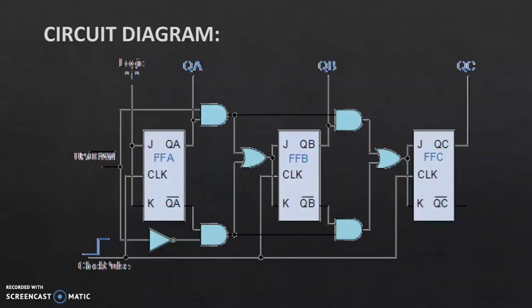Let's see the circuit diagram. Here we use 3 JK flip-flops for 3 bits. The clock pulse is given to all 3 flip-flops because it is synchronous. Logic 1 is given to the J and K points of the first flip-flop. There are 4 AND gates, 2 OR gates and 1 NOT gate. We connect the circuit as follows. Here there is one up-down changer. We use 1 for the up counter and 0 for the down counter.